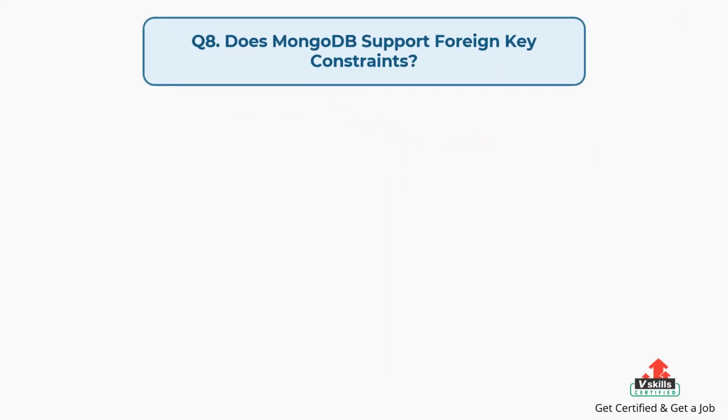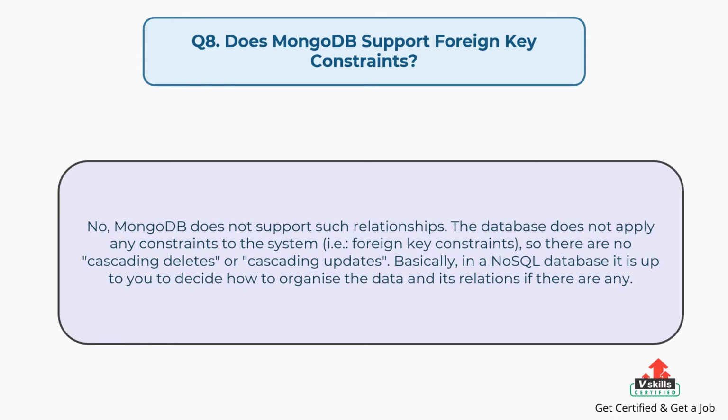Question number 8. Does MongoDB support foreign key constraints? The answer is no, MongoDB does not support such relationships. The database does not apply any constraints to the system, that is, foreign key constraints, so there are no cascading deletes or cascading updates. Basically, in a NoSQL database, it is up to you to decide how to organize the data and its relations if there are any.